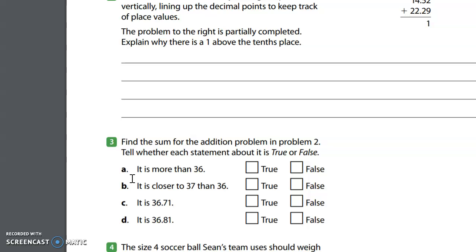Is that sum more than 36? True or false? Is that sum closer to 37 than 36? True or false? Is the sum 36 and 71 hundredths? True or false? Is that sum 36 and 81 hundredths? True or false? So think about for question B, what actually happens when we round that sum to the nearest whole number, okay? And go ahead and pause the video and respond to question 3.